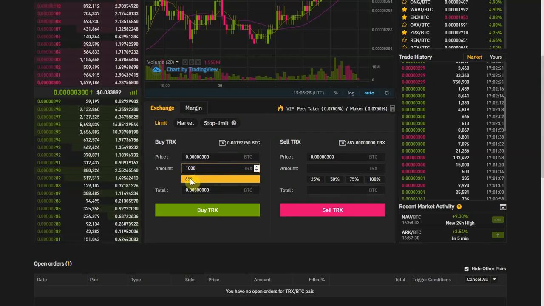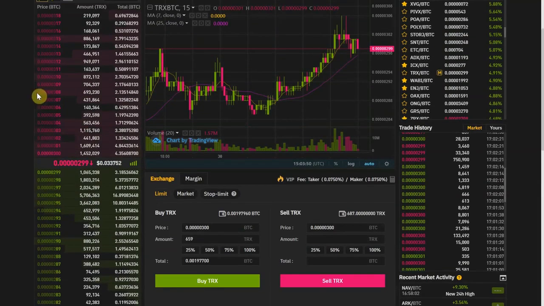I don't have enough BTC to buy 1,000 TRX, but you can also use the percentages. So let's say I wanted to buy 100% of all my BTC holdings, which are here. You just click 100% and you buy at 300.